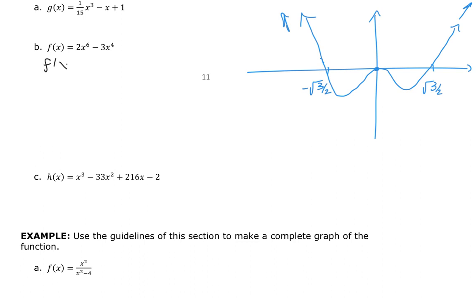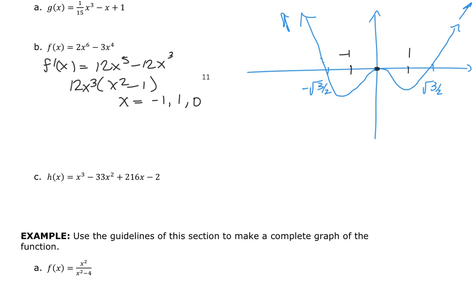So f prime of x is going to be 12x to the 5th minus 12x to the 3rd. I'm going to set this equal to 0 and solve. I'm going to factor out a 12x to the 3rd, leaving me x squared minus 1. So my critical points happen at negative 1 and 1. Right here at negative 1 and right here at positive 1, I'm going to get max and mins. These are critical points, I should say, and also at 0.